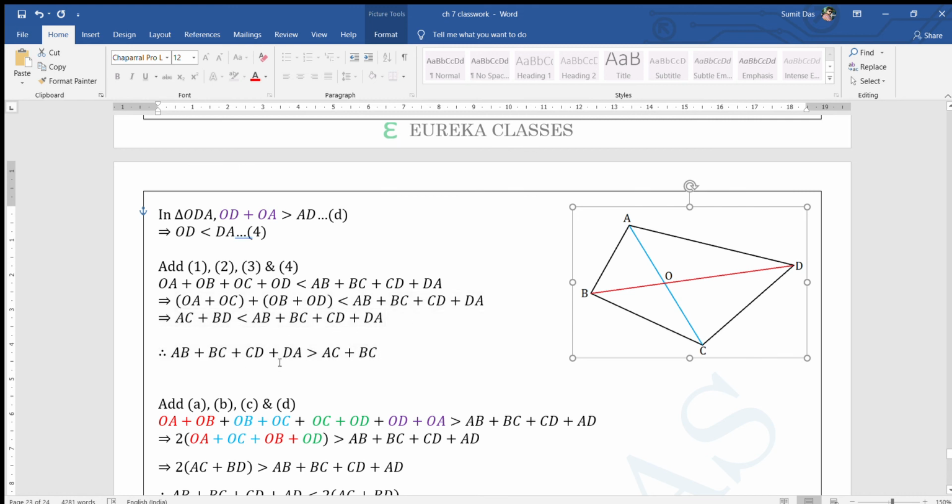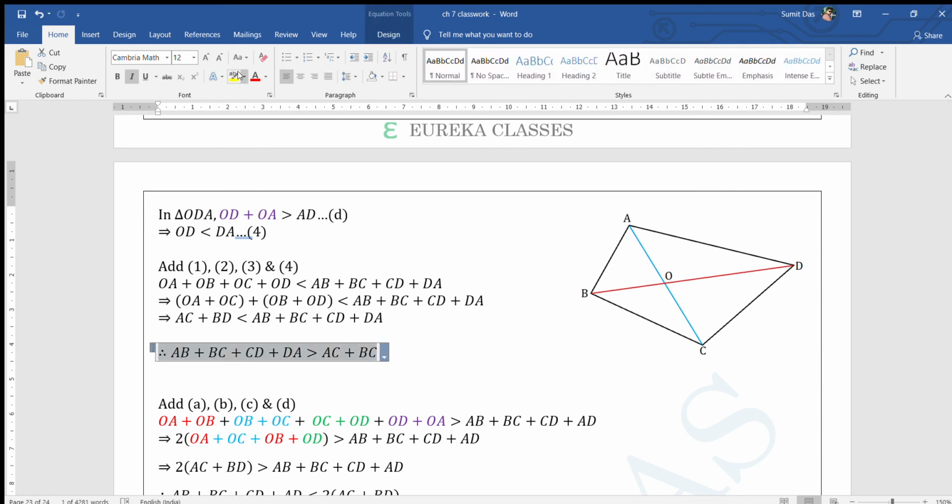So here we wrote OA plus OC is AC and OB plus OD is BD, less than AB plus BC plus CD plus DA. So number one proof is done. AB plus BC plus CD plus DA is greater than AC plus BD. This is our number one proof.